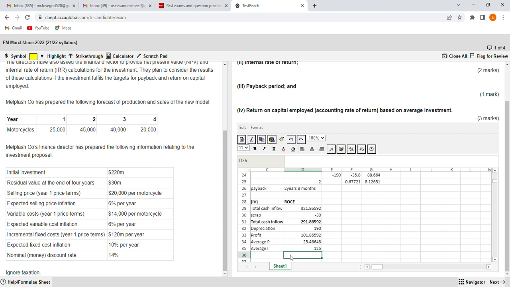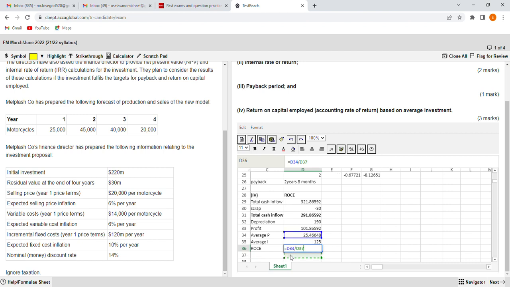So now, return on investment is your average profit. Return on capital employed is your average profit divided by your average investment, times 100. So equal to average profit divided by average investment, close bracket, times 100%. So 20%. That's all for your return on capital employed.